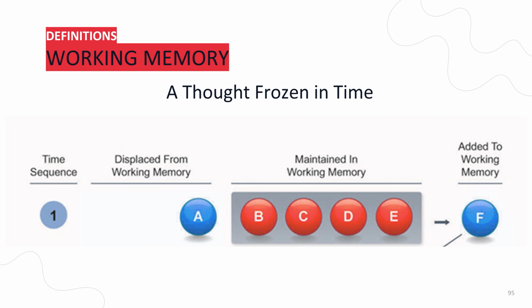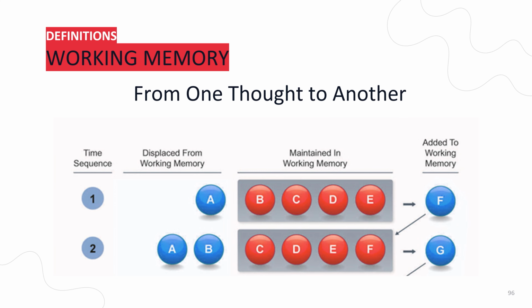So let's say that here in time 1, we have a snapshot of a thought frozen in time. Right now, memories for representations B, C, D, and E are active. A was active a moment ago, but is no longer active. F will become the next addition to working memory. When F is added, it does not replace all the other items. It only replaces one of them. In time 2, B was replaced, so C, D, and E remain.